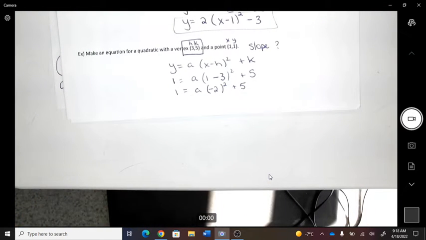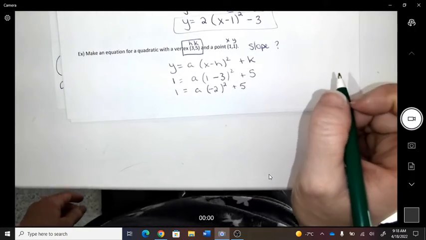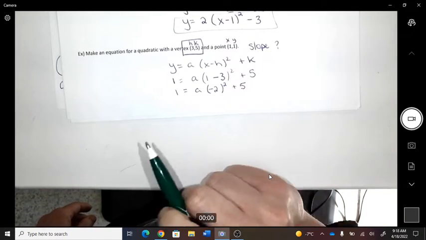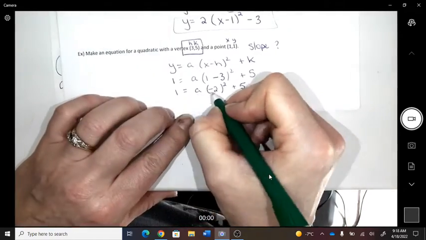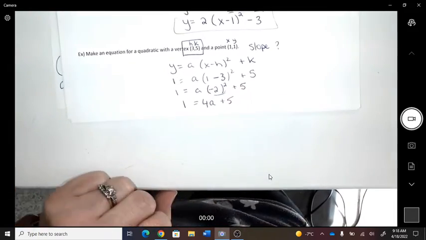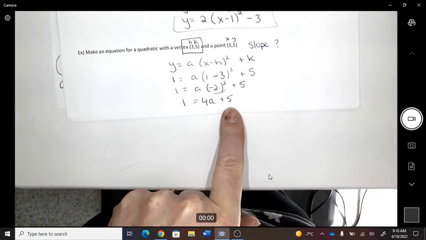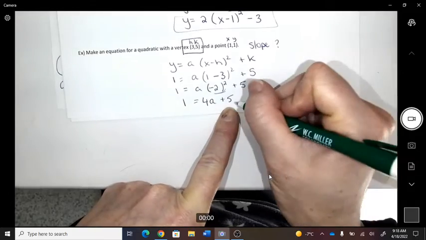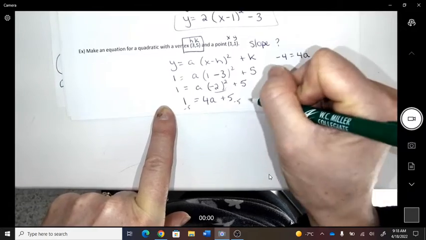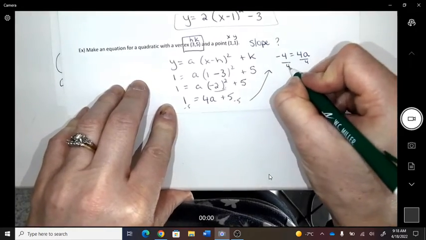Okay, so this is going to be you figuring out some algebra, and you're going to have to do BEDMAS stuff here. What is negative 2 squared? That should be positive 4. Are you okay understanding I'm going to have to subtract 5 here? And then divide by 4.